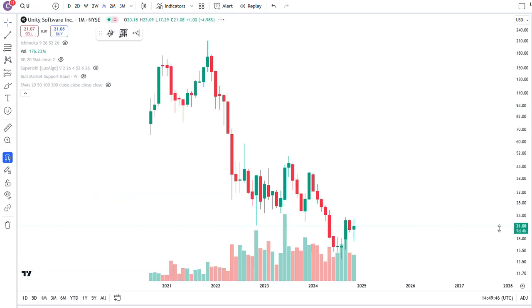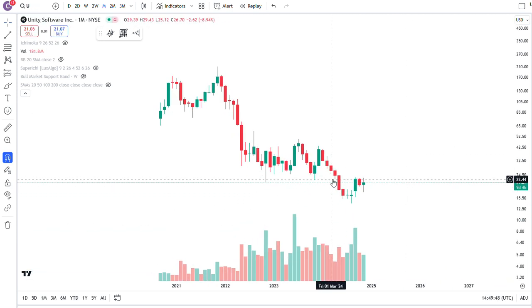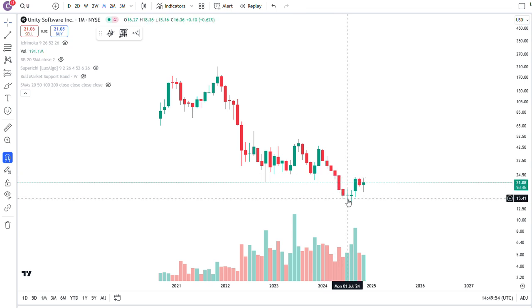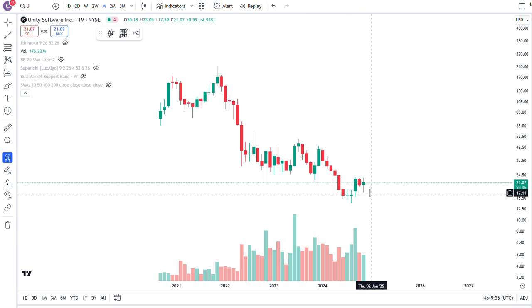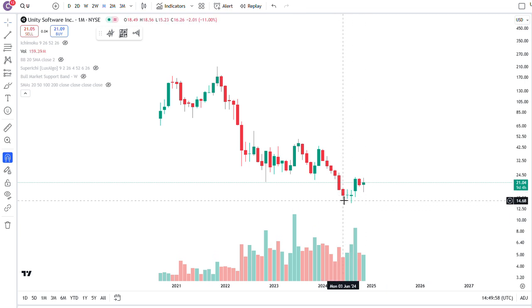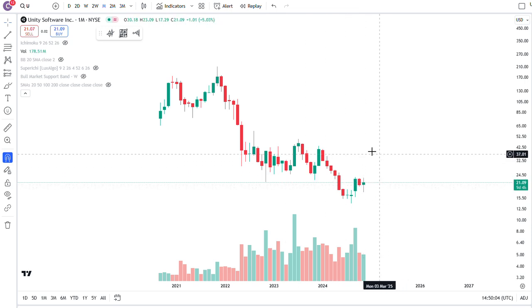Finally, I want to talk about one that I used to own, but I don't anymore. I sold as soon as I saw that it was about to break down here around the low 20s. And sure enough, it went down lower. It found some pretty good support down here. It looks like this is a very, very nice bottom, but it's still a lower low compared to all this, and I still haven't seen a higher low yet.